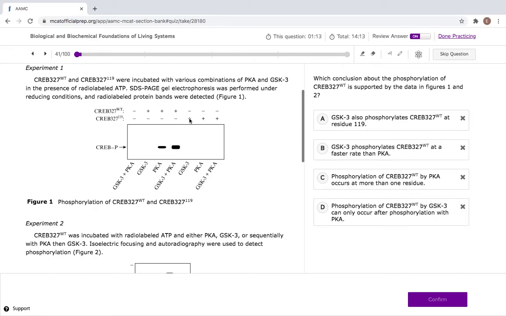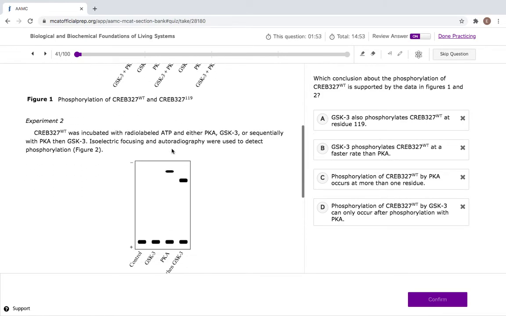Okay. Let's check CREB 327 119. With GSK3, nothing. With PKA, nothing. With both, nothing. So this wild type gets phosphorylated with PKA only, not GSK3. However, when PKA is with GSK3, when they're together, boom, we get this. So I'll repeat that. GSK3, no phosphorylation. GSK3 with PKA, we get phosphorylation. PKA alone, we still get phosphorylation, but not as big as with GSK3 and PKA.